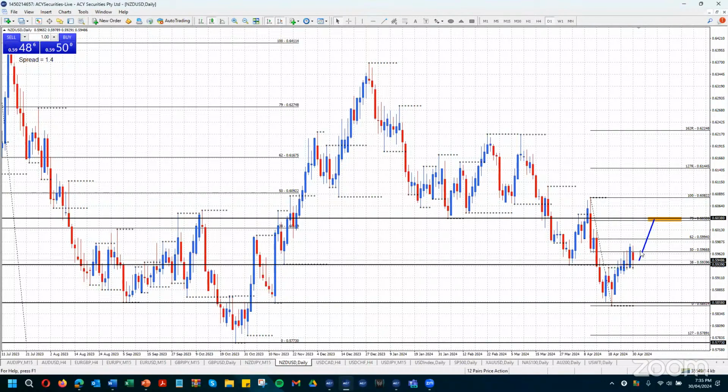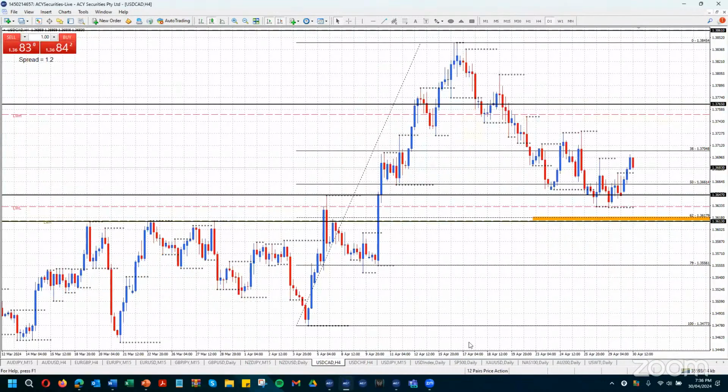As I say, it's nowhere near as strong in its movement up at the moment compared to the Aussie. So whether or not it can get up there, I don't know, but that will be where I would watch for a potential setup if it could. All right.